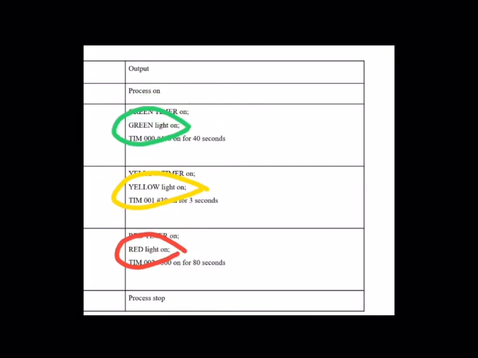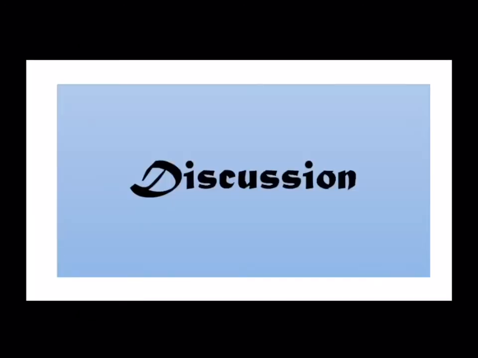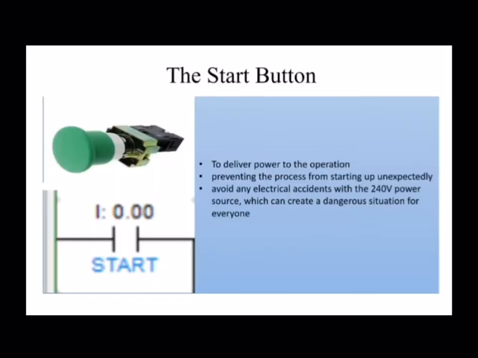Next, the traffic light lane has its set of traffic light signals, red, yellow, and green, that operate similarly to a common traffic light signal. There are 4 pieces of equipment that will be discussed for this part: the start button, stop button, PLC timer, and the latching relay. To begin, when the start button is hit, a normally open contact is used to deliver power to the operation. This gear also aids in preventing the process from starting up unexpectedly.